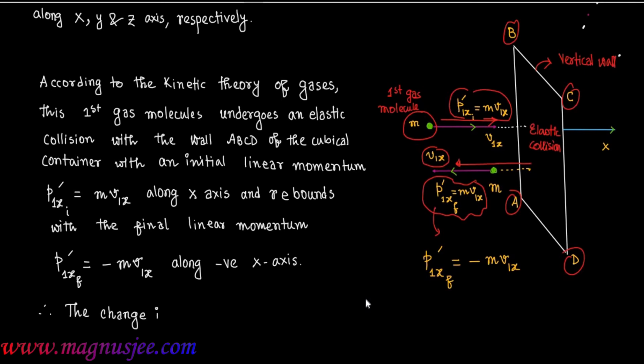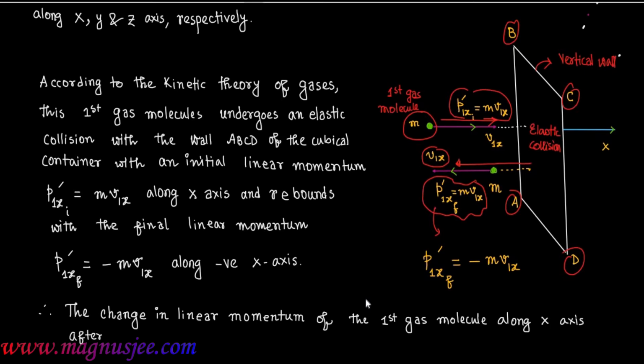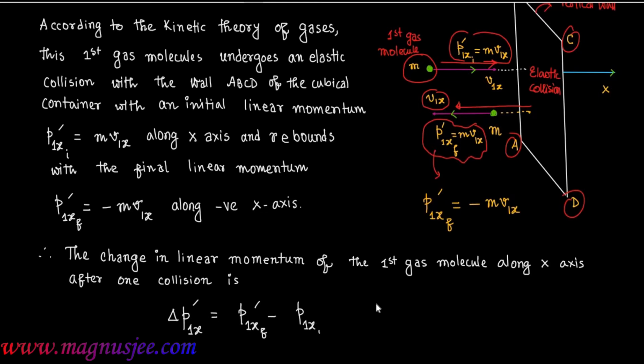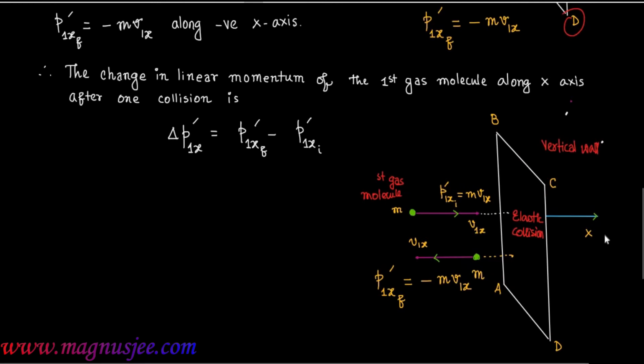Therefore, the change in linear momentum of the first gas molecule along x-axis after one collision is given by delta p1x prime. Delta p1x prime will be equal to p1x final prime minus p1x initial prime.